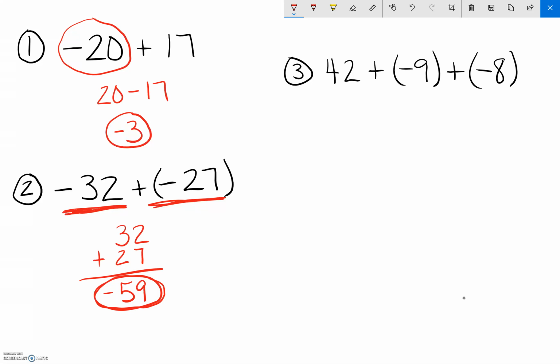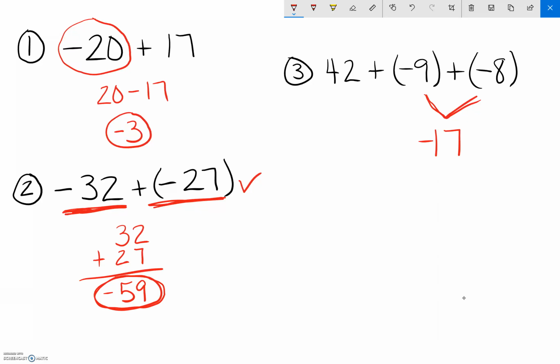42 plus negative 9 plus negative 8. Now it's an addition problem, so you can use the commutative property and you can reorder the numbers any way you want. So I'm going to work with the 2 negatives first. You don't have to do that, but I'm going to. So negative 9 plus negative 8, and we'll save the 42 for later. Negative 9 plus negative 8 would be just like number 2, where you are adding 2 negative numbers. 9 plus 8 is 17.